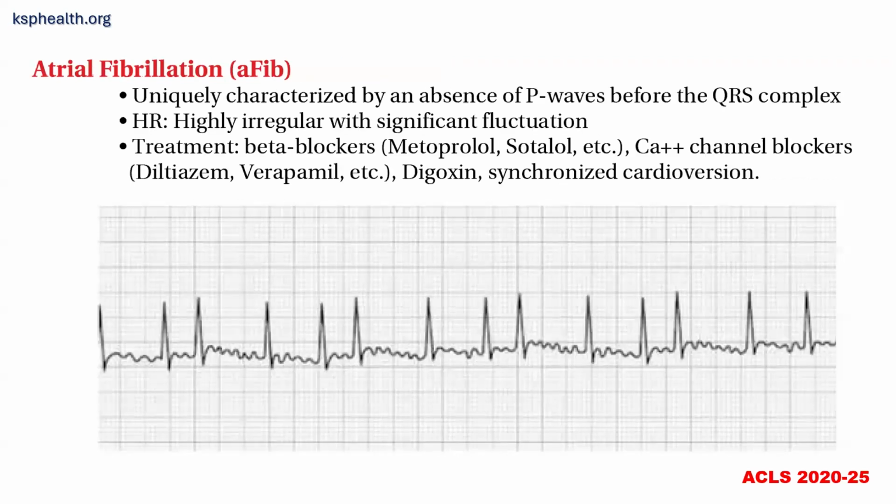Atrial fibrillation, uniquely characterized by an absence of P wave before the QRS complex. Heart rate highly irregular and has significant fluctuation. How do you treat? Beta blockers such as metoprolol and sotalol, calcium channel blockers such as diltiazem and verapamil, digoxin, and synchronized cardioversion.